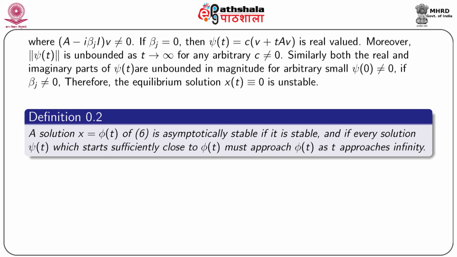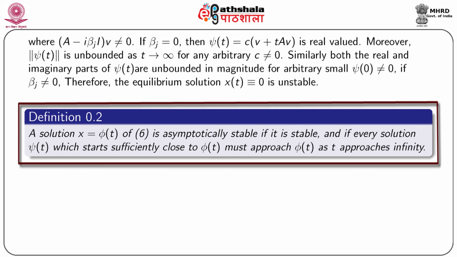Similarly, both the real and imaginary parts of psi(t) are unbounded in magnitude for arbitrarily small psi(0) not equal to 0 if sigma j is not equal to 0, and therefore, the equilibrium solution x(t) equal to 0 is unstable. Now, definition 0.2 says a solution x equal to phi(t) of 6 is asymptotically stable if it is stable and if every solution psi(t) which starts sufficiently close to phi(t) must approach phi(t) as t tends to infinity.